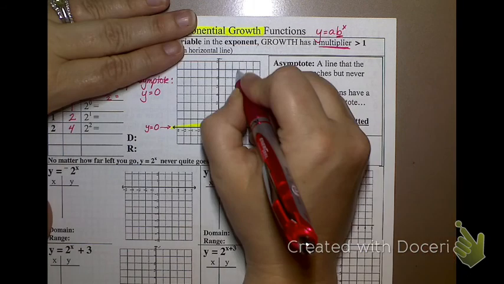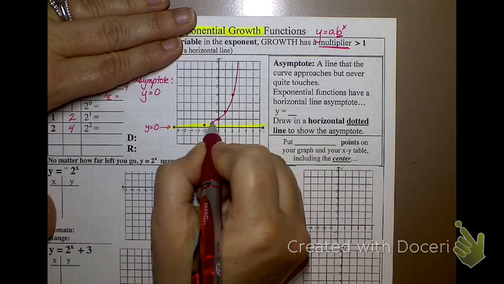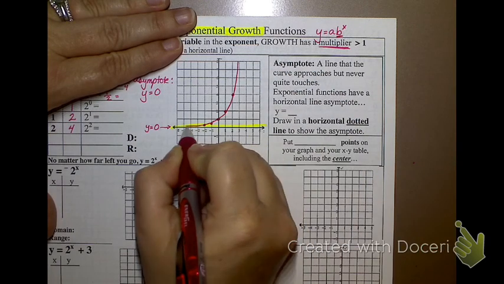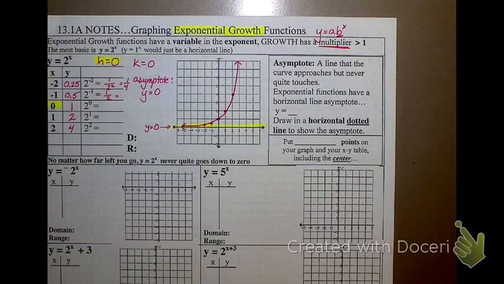Okay, so it's clearly going up on this side. And on this side, it's never, ever going to cross through that asymptote. It's just going to get closer and closer and follow it along. Questions about that?